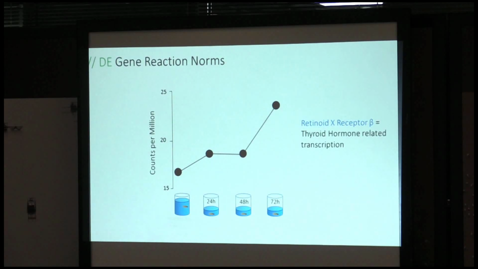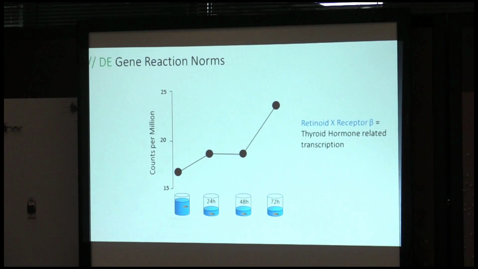So we spoke earlier about reaction norms and phenotypes, and we can do more or less the same thing with the expression of genes. So for example, here I've singled out one gene, retinoid X receptor beta, and this is known to be very sensitive to thyroid hormone levels. So we expected this to show us a variable expression pattern. And what you can see is that you have an increase in the counts per million. So there's an increase in this expression with time of exposure to this treatment.